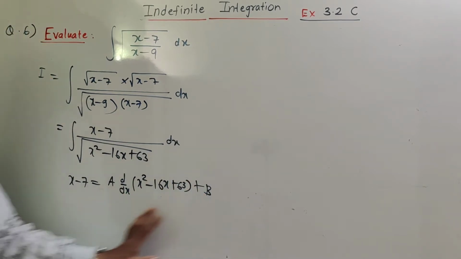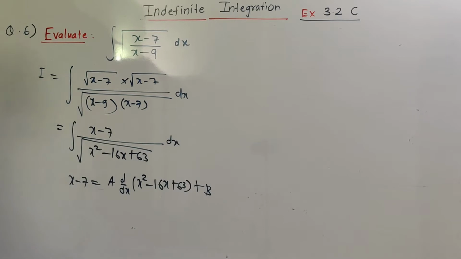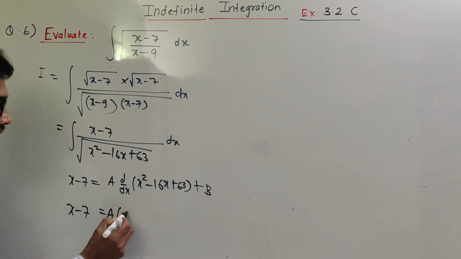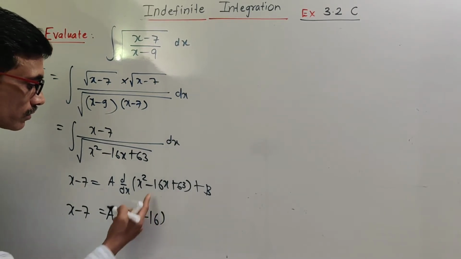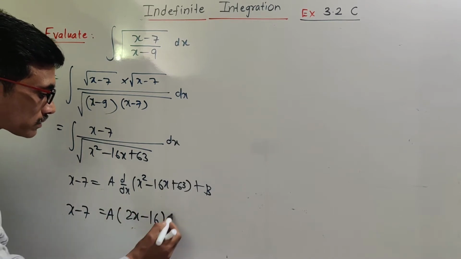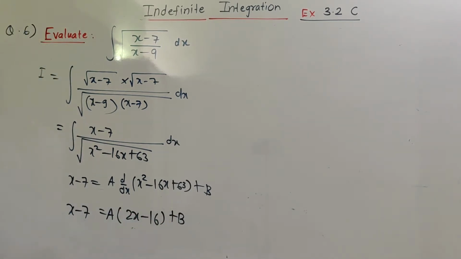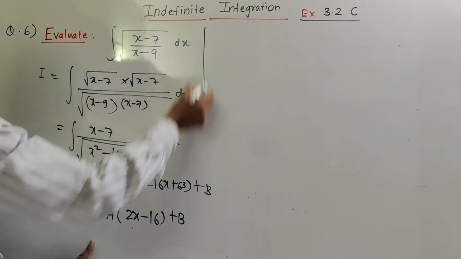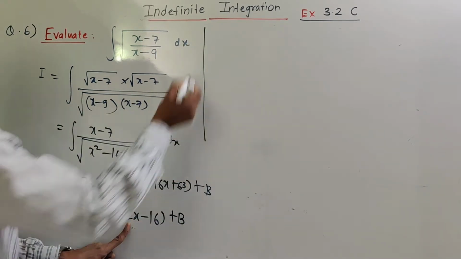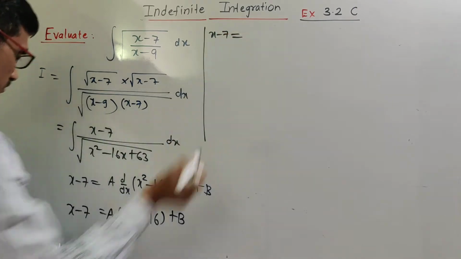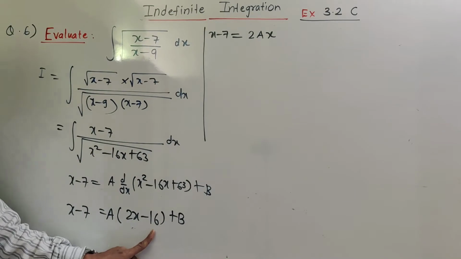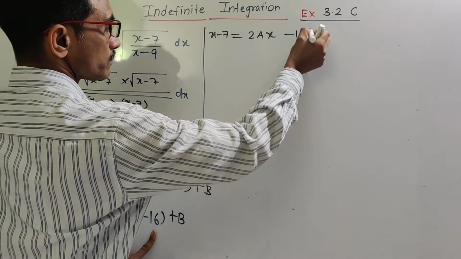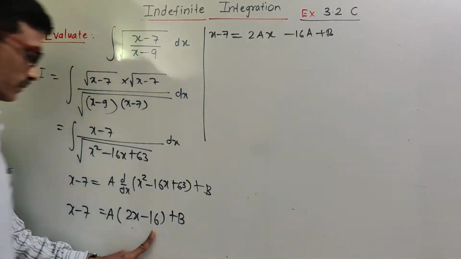Then we find a and b by equating the coefficients of like terms. So here x minus 7 equals a into 2x minus 16, since the derivative of the constant will be 0, plus b. Now equate the coefficients: x minus 7 is equal to 2ax minus 16a plus b.